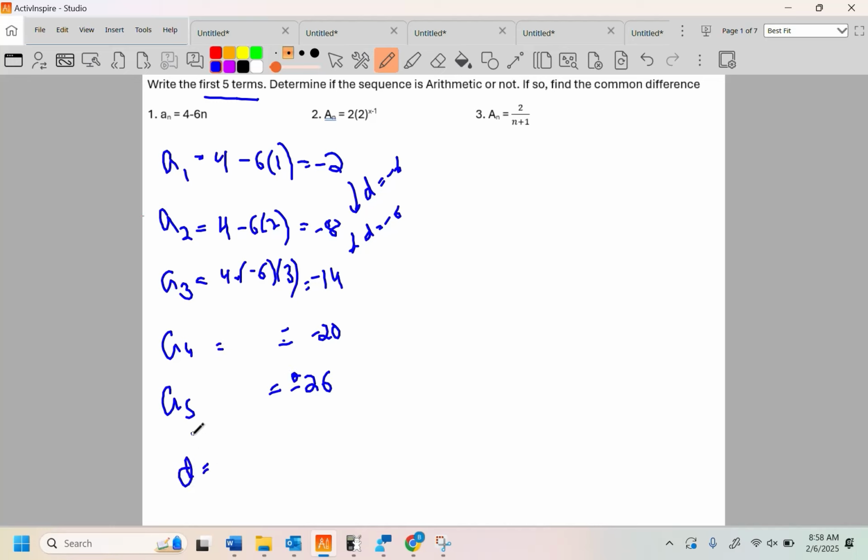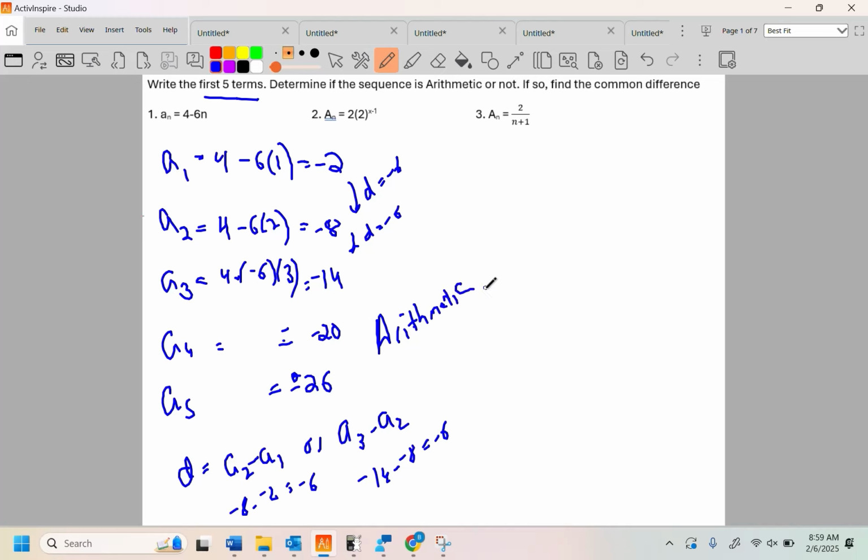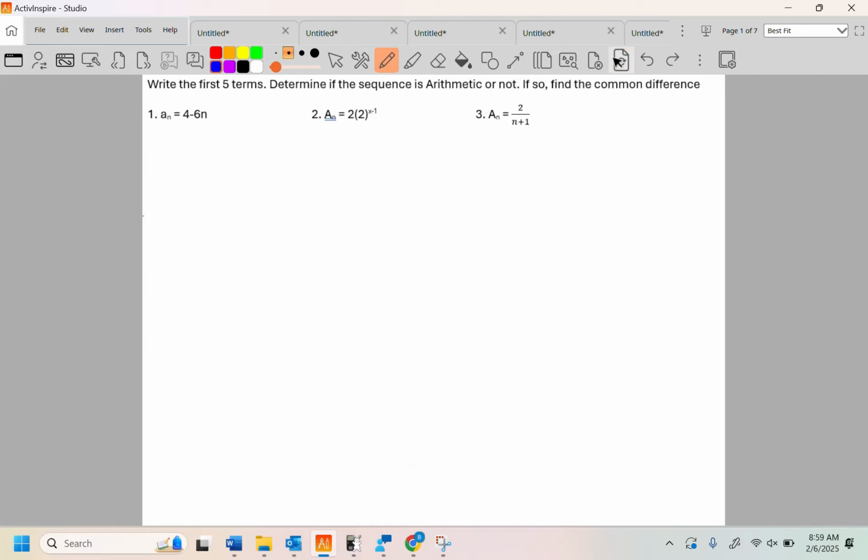The difference is going to be a sub 2 minus a sub 1, or a sub 3 minus a sub 2. So a sub 2 minus a sub 1 would be negative 8 minus a negative 2, which is negative 6. And then we do negative 14 minus a negative 8, which is also negative 6. So it's consistent. It's what we call a common difference. So this is arithmetic. Mason, I cannot help you right now. That is arithmetic.